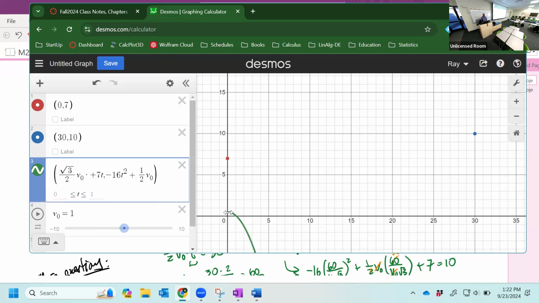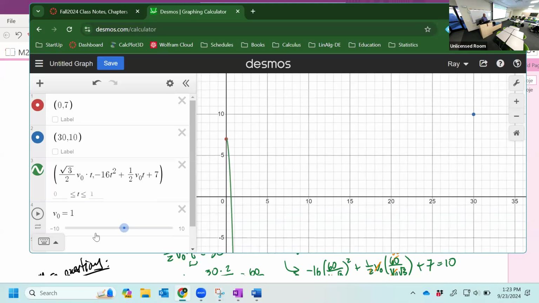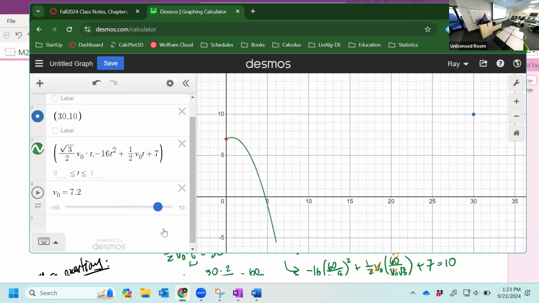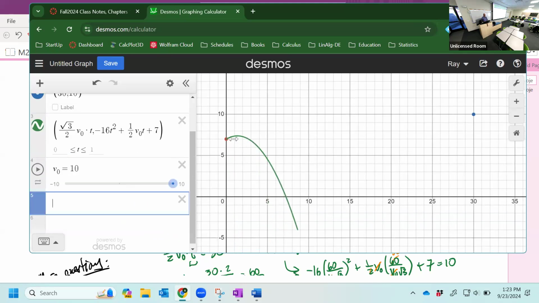So if your v naught is equal to 1, wasn't it half v naught t? Half v naught t, yes, there's a t in here. Plus 7, I put 7 in the wrong spot. There's all kinds of wrong. So this is a pretty sad airball if he throws it like 1 foot per second. So if he throws it 10 feet per second, he'll get this far.